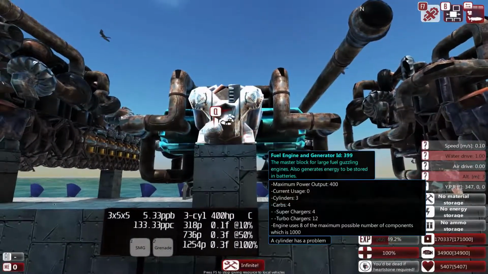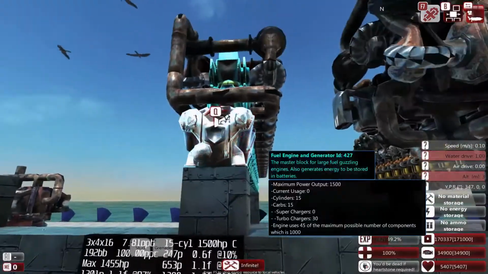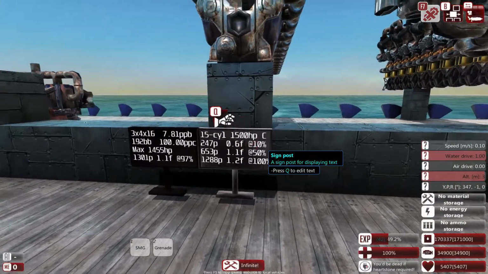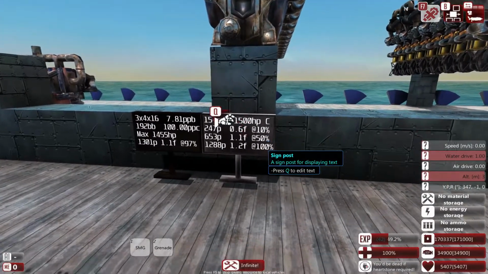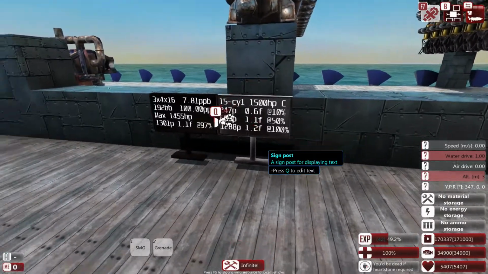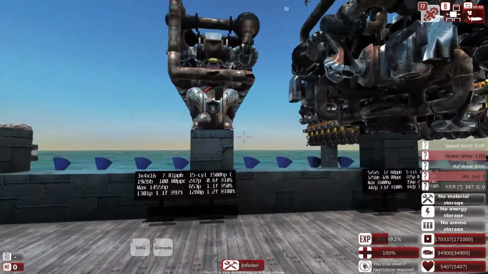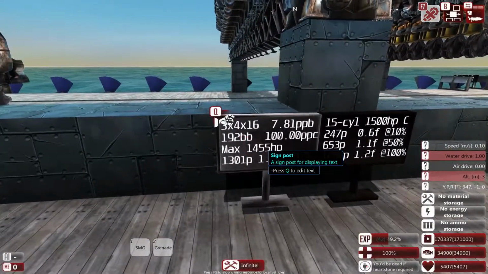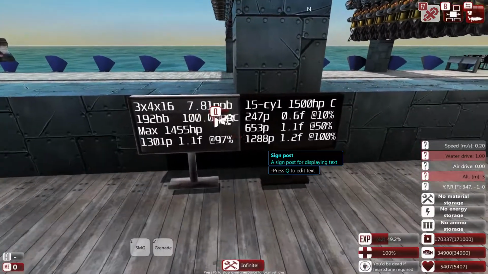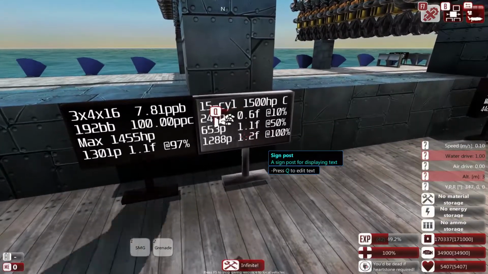Let's say we want to use this little motor right here. Well, let me pick a better motor, something that's more linear. See, this motor right here uses 0.6 at 10%, where it's making 150 horsepower. At 50%, it's making 750 horsepower, and it uses 1.1 fuel. And at 100%, it's using 1.2 fuel. So this is my 3rd stat, and this is why I do this. This motor is 1288, so it achieves a C class at 100%, but it uses 1.2 fuel.